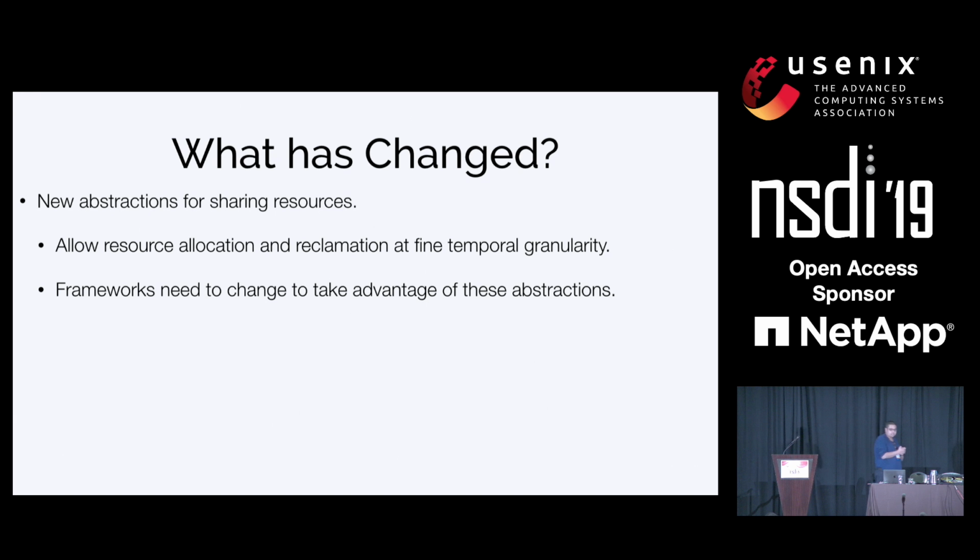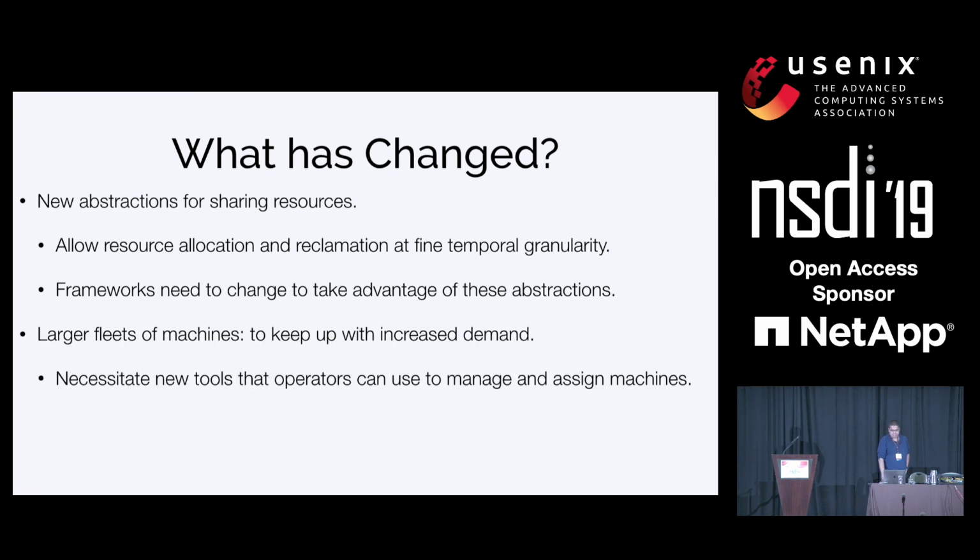interesting right now. So the first is the abstractions for sharing resources have been changing. We used to largely do these with VMs that were allocated at fairly large temporal granularity. So you got a VM for an hour. Now suddenly we have lots of fine-grained allocations happening. And you might want frameworks to change to take advantage of these.